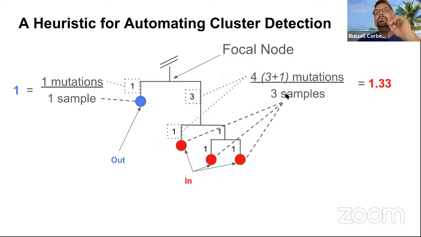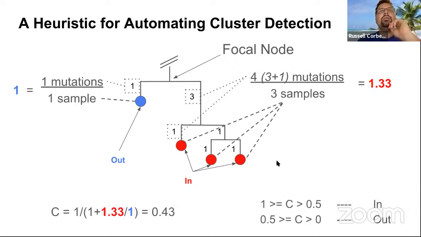So if we do the same thing, we compute that ratio on the other side, we get a number that's 1.33, right? So the nearest sample is 4 mutations away, and there's 3 descendants. So if we do that, we're going to express this under a squash function, right? So 1 over 1 plus 1.33 divided by 1, so the ratio of the two. And you always get a number somewhere between 0 and 1.